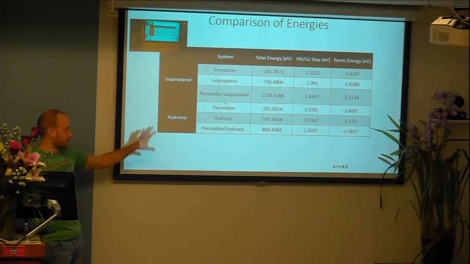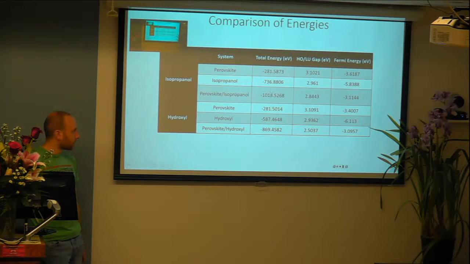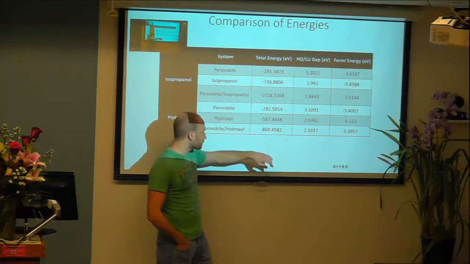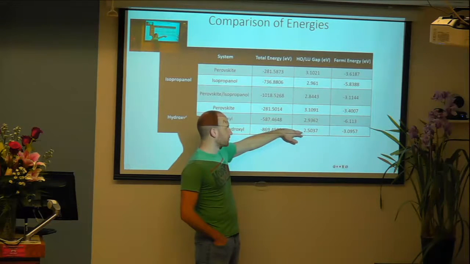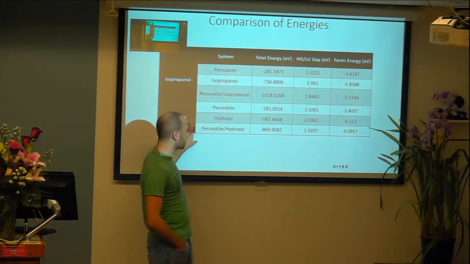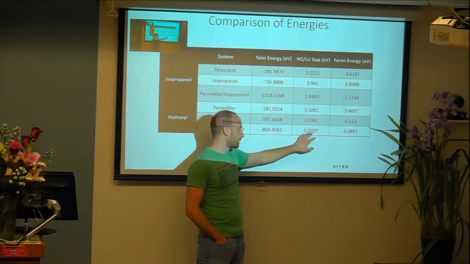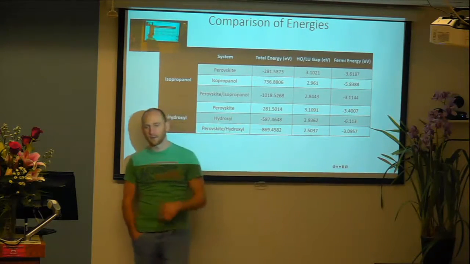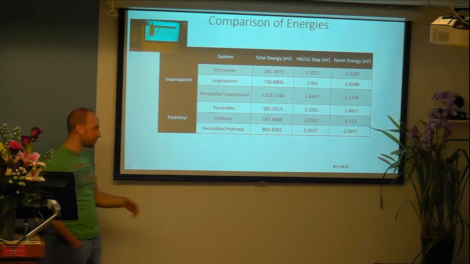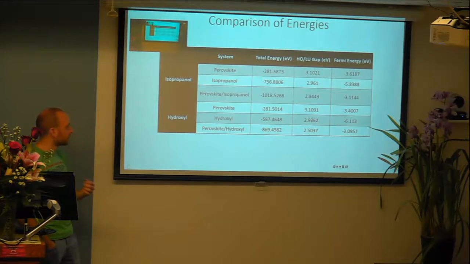So some of the things that I can pull from that data are just the total energies of each system, the HOMO and LUMO gap, the Fermi energy. And we can see that in both cases, you do actually reduce the HOMO-LUMO gap. But in the hydroxyl case, we see that there is actually a smaller gap, which means that you'll be able to get a wider frequency of solar radiation that you could potentially convert into electric current.